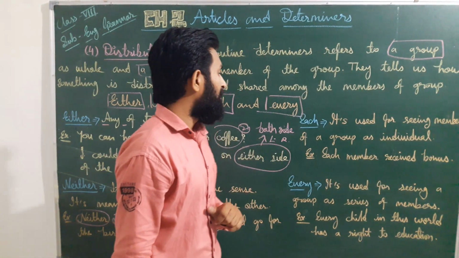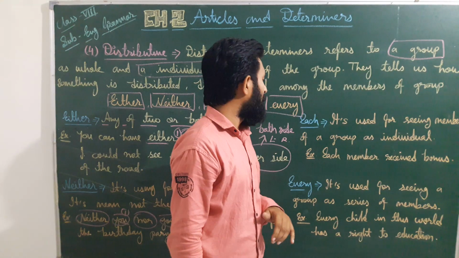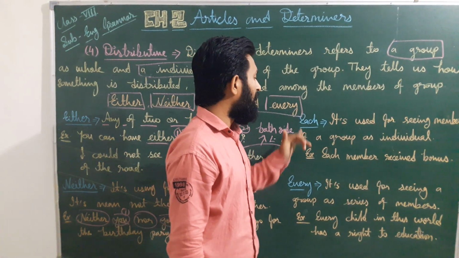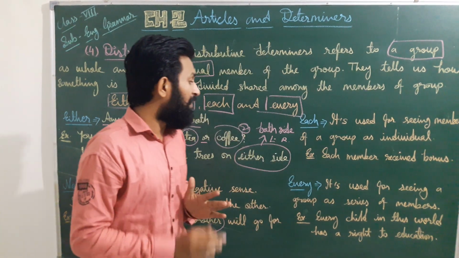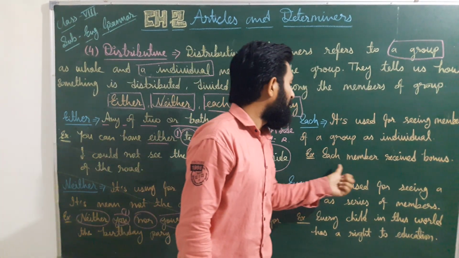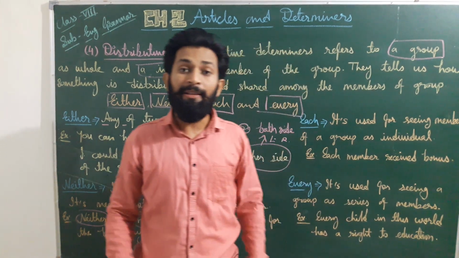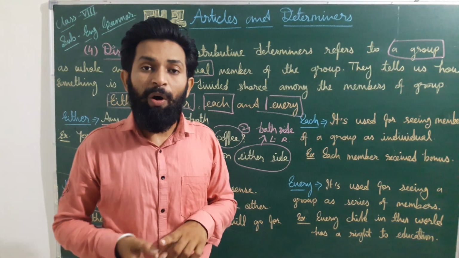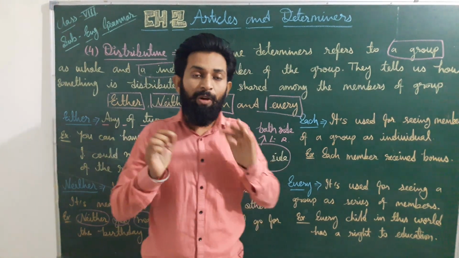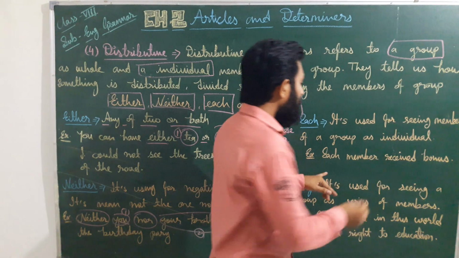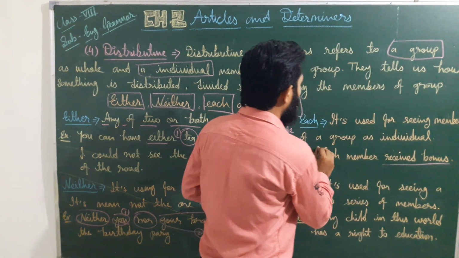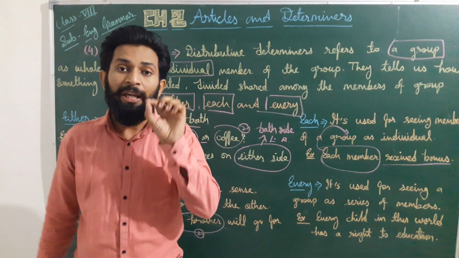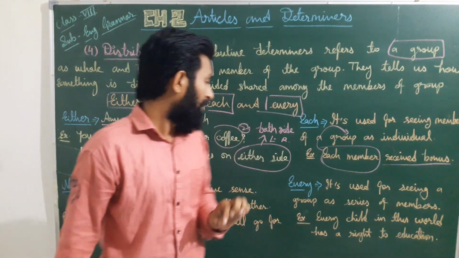Next one is each. It is used for seeing members of a group as individuals. This word is used for a complete group of members or individuals. We can use it like, each member received a bonus this month. Each member means each member of the company, not leaving out a single person. All of the members of the company received a bonus. It is used for the complete group of persons individually, not leaving out even one person.